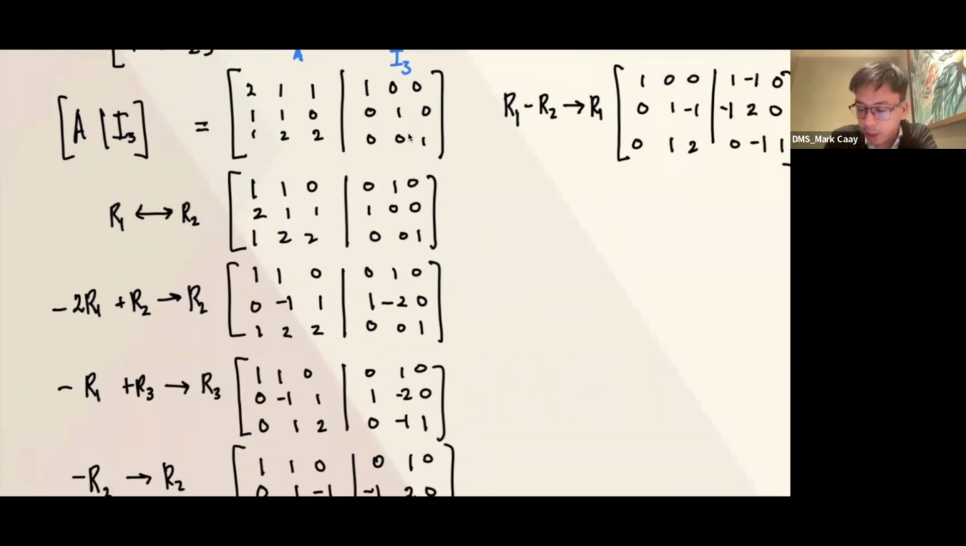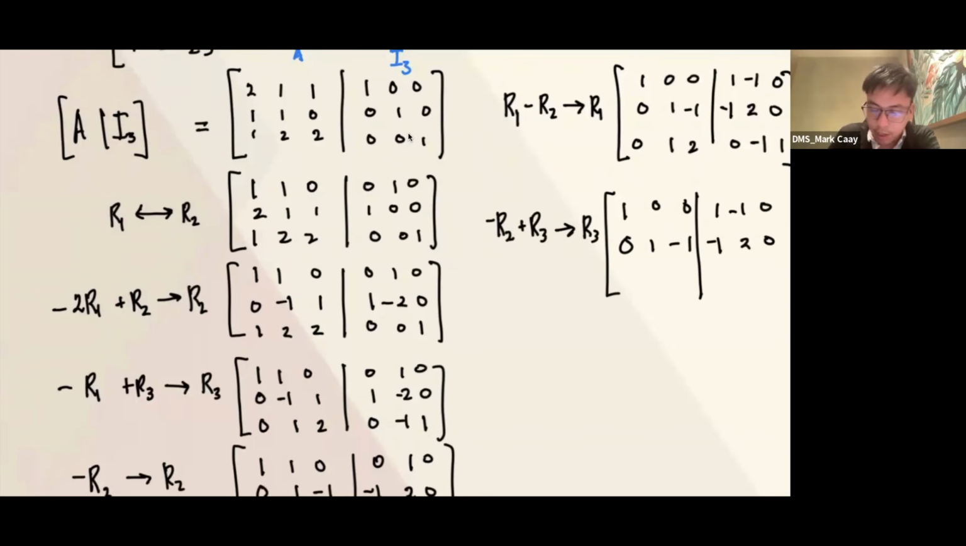Then if I look into R3, I still need to make that entry zero. No, no, no, let me do this one first. It's negative R2 plus R3, and that will be my new R3. So R1 is 1, 0, 0, 1, negative 1, 0, R2 is 0, 1, negative 1, negative 1, 2, 0, and in this case R3 is 0, 0, 3. Correct me if I'm wrong, that's 1, negative 3, 1.